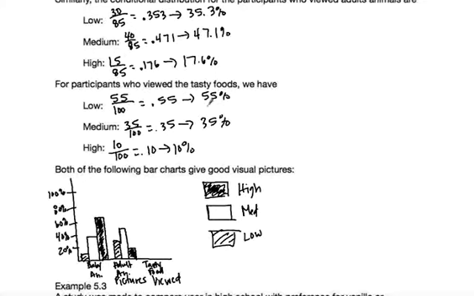All right, tasty foods, these are coming from these numbers. So 55% had low, 35% had medium, and 10% had high.